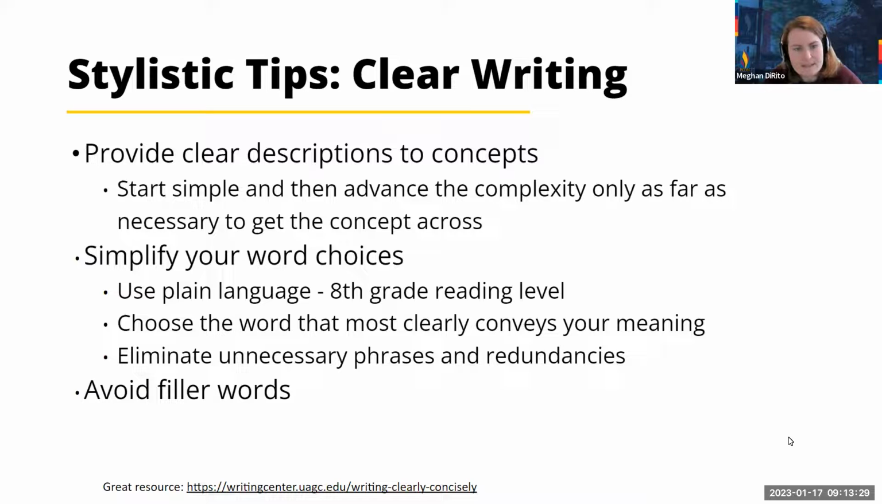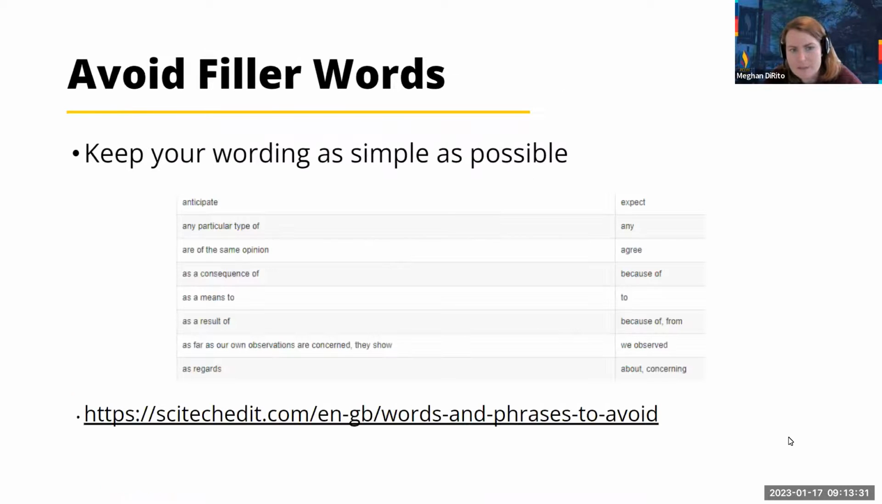And the last tip is to avoid filler words. What are filler words? Here are some examples of filler words. And if you want more examples, this is a link to scitechedit.com, which gives pages and pages of examples. So for example, instead of saying any particular type of, you can use any; as a consequence of, because of; as a means to, just use to. As far as our own observations are concerned, they show, you can just say, we observed. Much simpler, much less wordy.